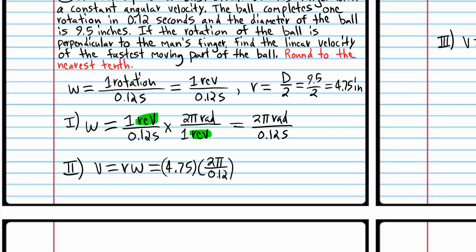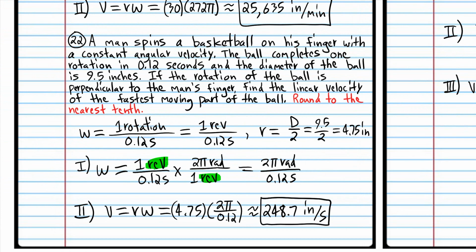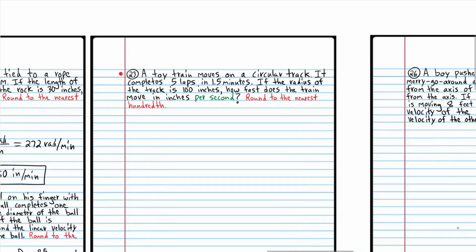So 4.75 times 2, enter, and then times pi, enter, and then divided by 0.12, enter. And we get approximately 248.7 inches per second. So that's how fast the ball, the outer part of the ball, is moving. So if you got that one right, good. Let's try some more of these.